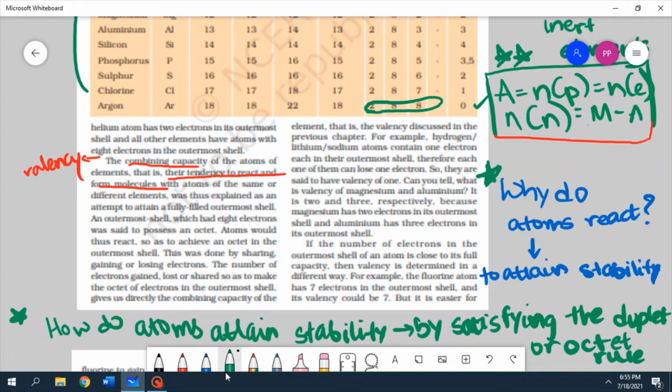Alright, so these 2 questions are very important, and this is the reason behind so many chemical reactions. This is the reason behind all the combinations of elements and atoms that ever took place, because atoms react to attain stability, and they attain stability by satisfying the duplet or octet rule. Alright, so inert gases, like I told you before, they already satisfied the octet rule or the duplet rule in case of helium, so they don't react with another atom because they are already stable. They have reached their purpose of existence, so to speak. So that's why they don't react with other elements.